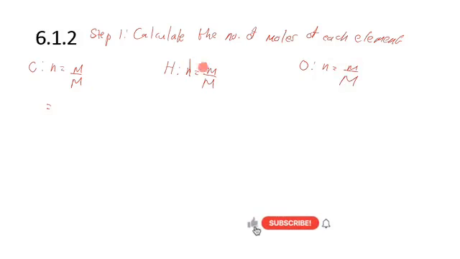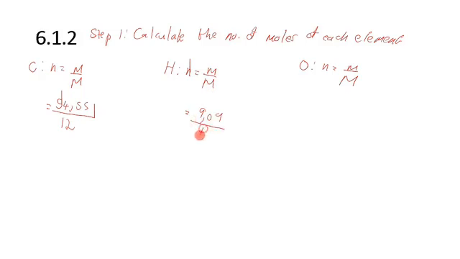So now we're just going to do that for all these elements and then start calculating. Remember, the mass is 54.55 for carbon, and the molar mass of carbon is 12. Note that the molar mass will be the molar mass of each individual element. Then here the mass is 9.09, and the molar mass of hydrogen is 1, and for oxygen the mass is 36.36 and the molar mass is 16.